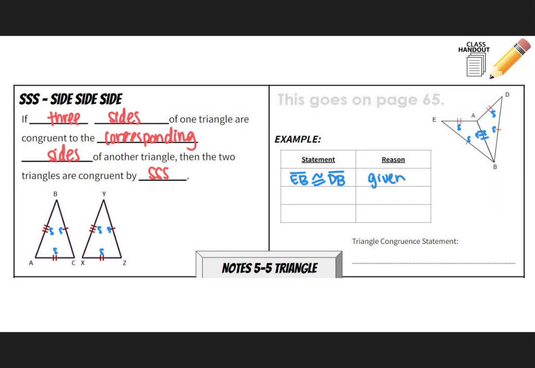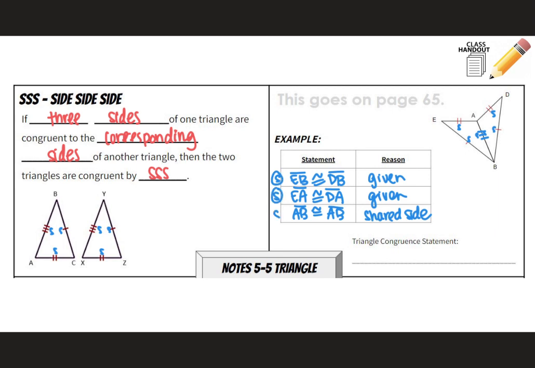The next pair of congruent sides is EA is congruent to DA, and that was also given to us. And then lastly, AB is congruent to AB. We have to be careful because that wasn't given to us. We mark that as being congruent because it's a shared side.